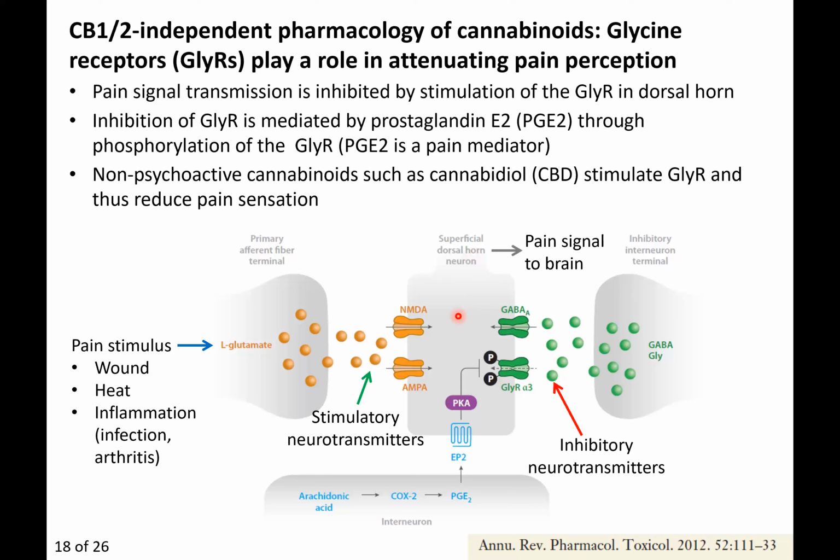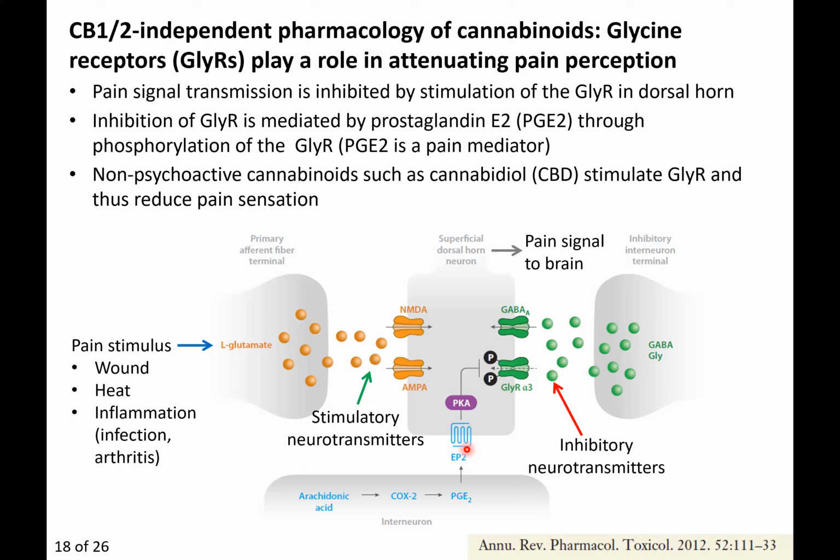But of course, there must be an antagonistic physiological system to actually reduce the pain. And for that, there are 2 neurotransmitters, and one of them is glycine. And glycine is transported to that dorsal horn neuron through the so-called glycine receptor. Now, glycine is an inhibitory neurotransmitter, and if it is transported across the cell membrane through this receptor, then that will cause a reduction of the pain signal.